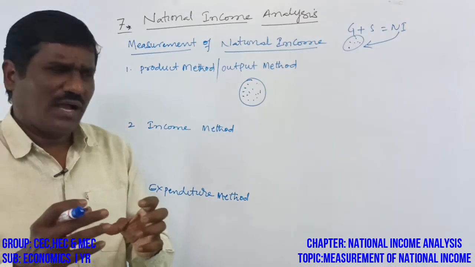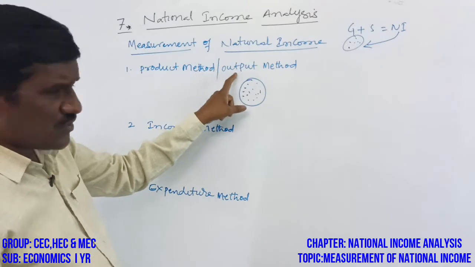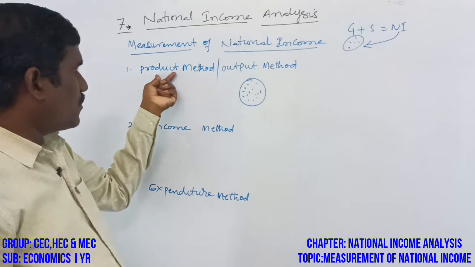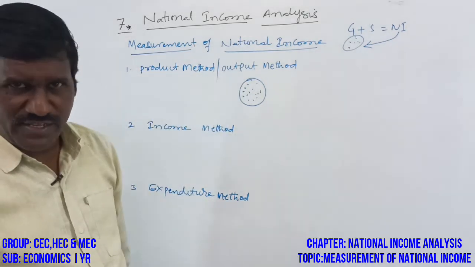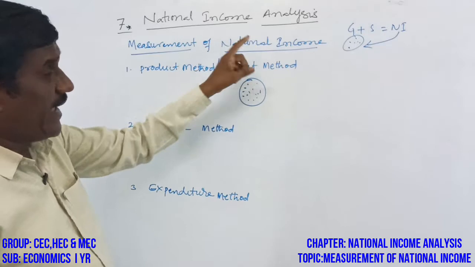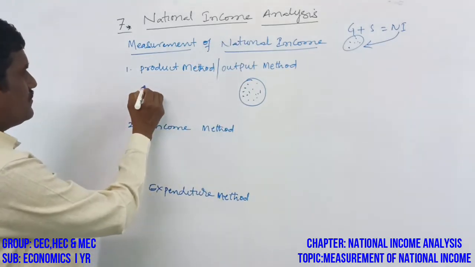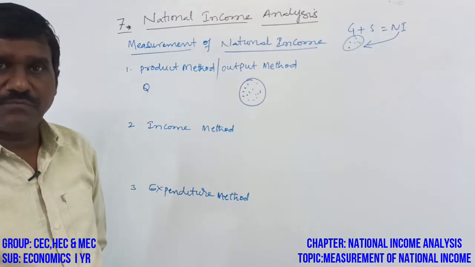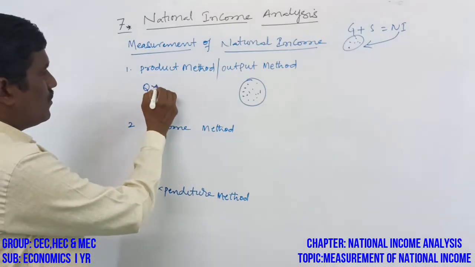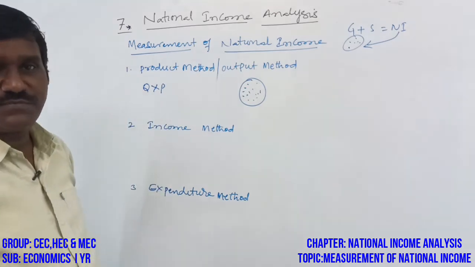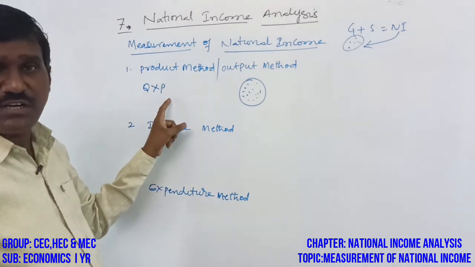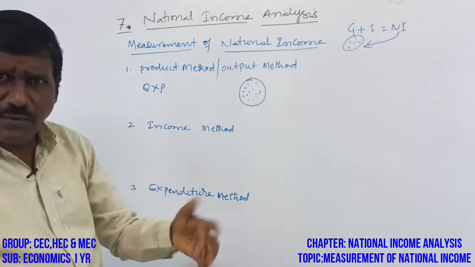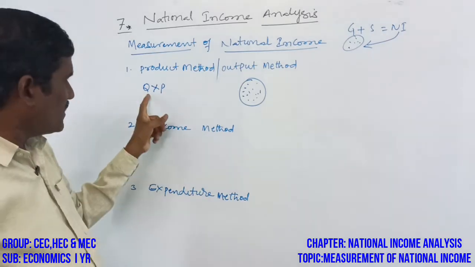The income, or the production or output, is measured on the basis of the product or output. So how can we calculate the national income? We take how much quantity the total population of the country produces, multiplied by the price of the commodity. If we know the quantity and the price, we can easily identify the national income by multiplying the quantity and price.